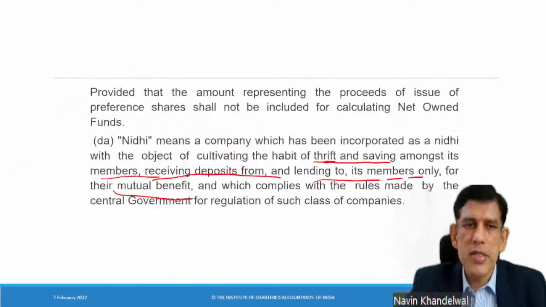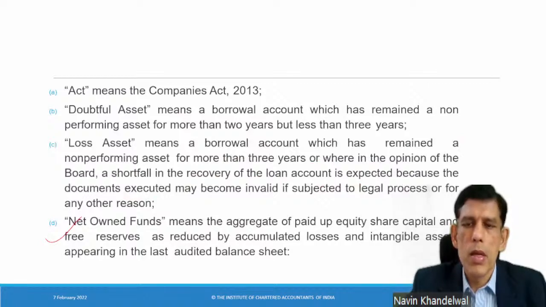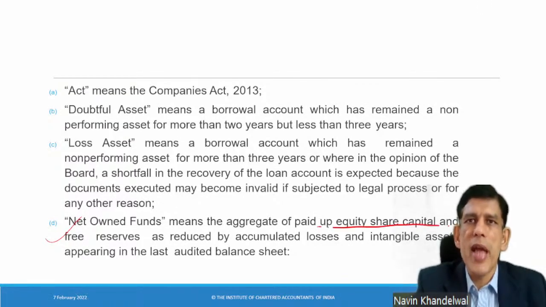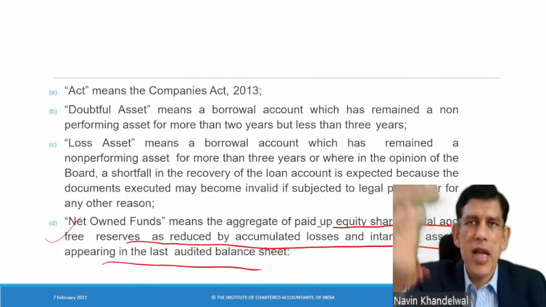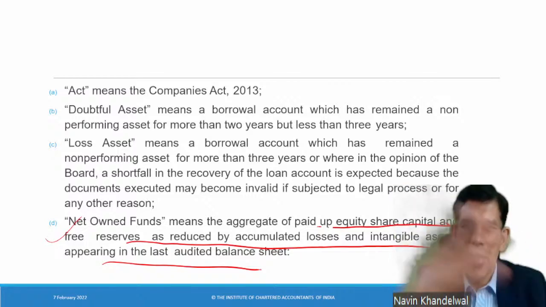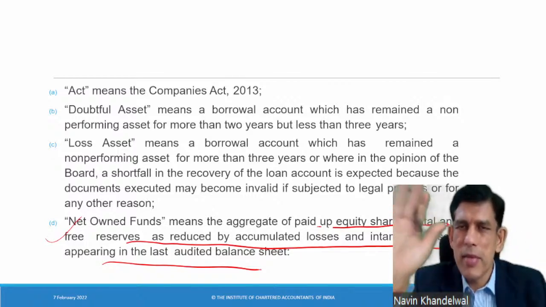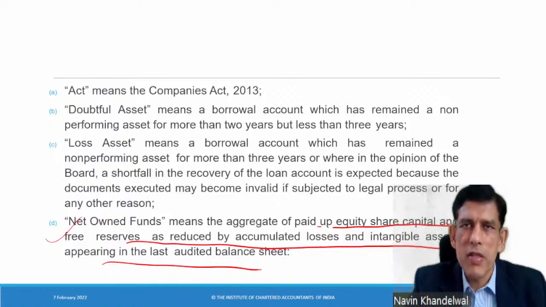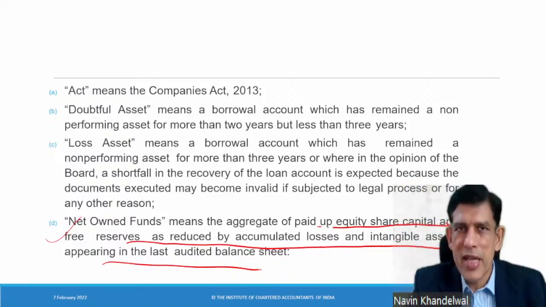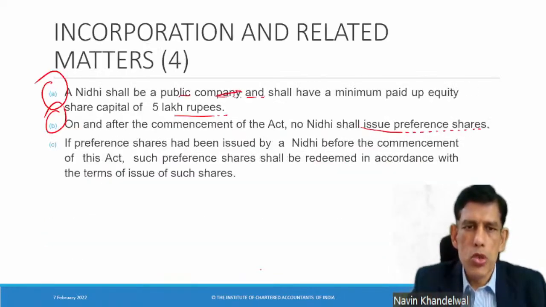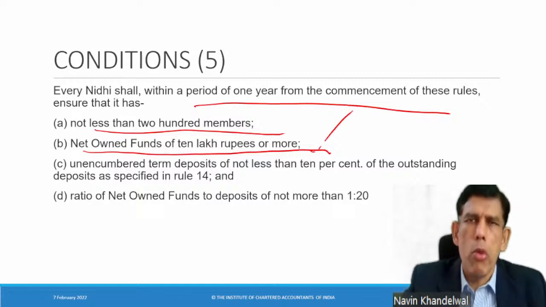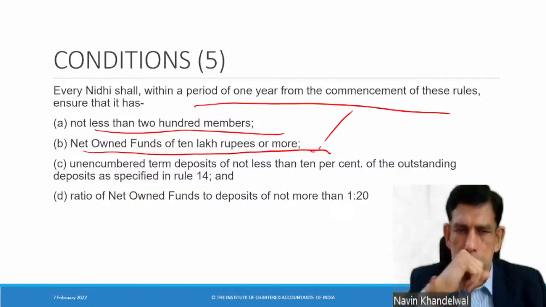Now what is net owned funds? Net owned funds mean the aggregate of paid up equity share capital and free reserves as reduced by accumulated losses and intangible assets appearing in the last audited balance sheet. I hope this is very clear. I think it is common everywhere. It is the same fund, same definition. Equity share capital plus reserves and surplus minus accumulated losses minus the amount of intangible assets. So that should be equal to how much? 10 lakh and more.